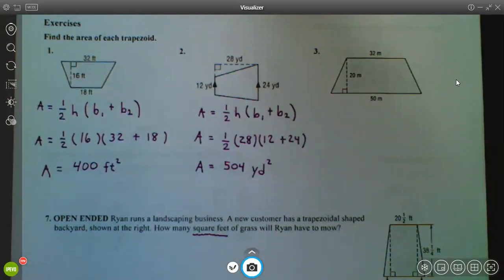Jackson, you already got an answer on that one? Yeah. I already got an answer too. Drew's already got an answer. Jackson, what do you got? 237.5. Drew, what do you got? 820 meters squared. All right, let's see. I'm hearing a few different ones.